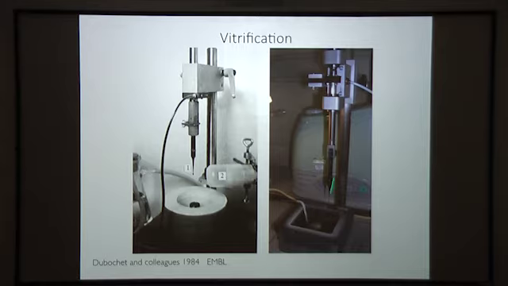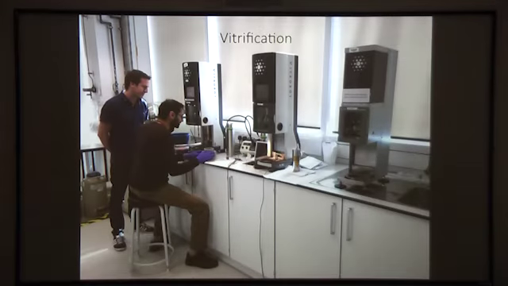The key thing is that the grid is plunged rapidly into liquid ethane at a high speed, over 1 meter per second. Richard also showed this picture of the Vitrobots, where you have a controlled temperature and humidity chamber, and this does help make things more reproducible. I think it makes it much easier for new users to learn and to make reproducible specimens.